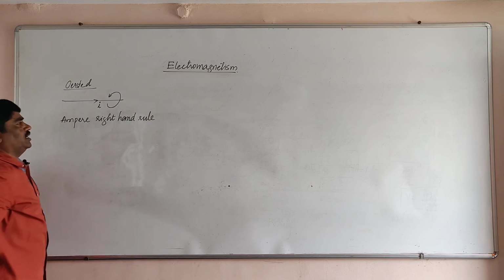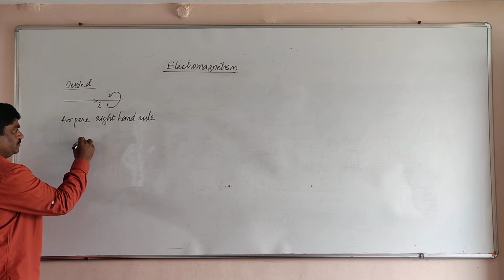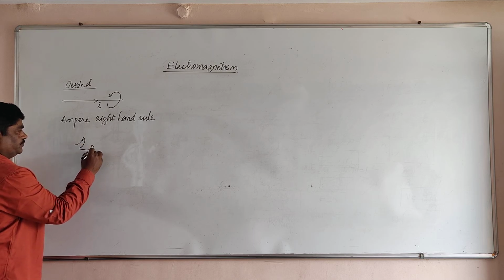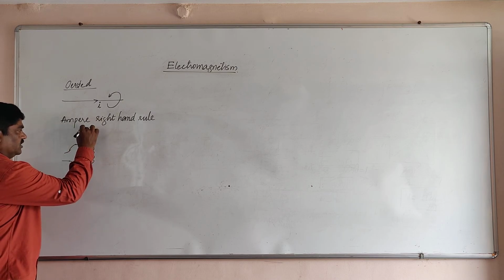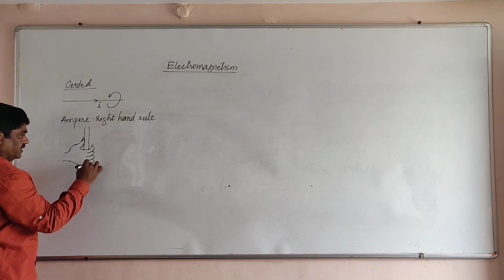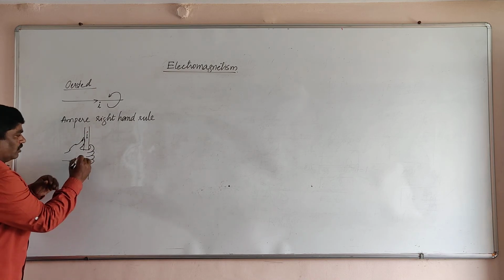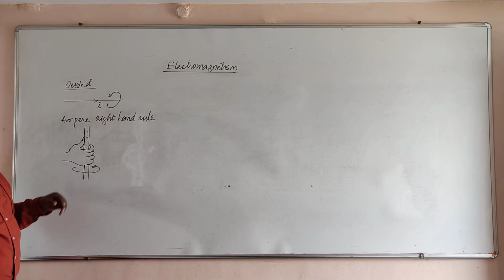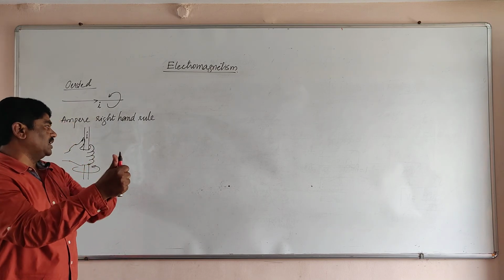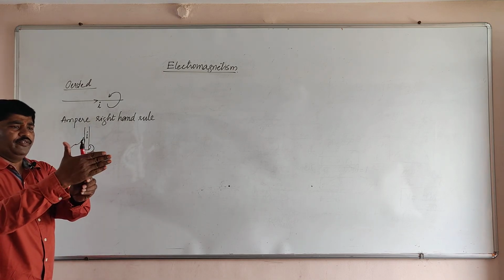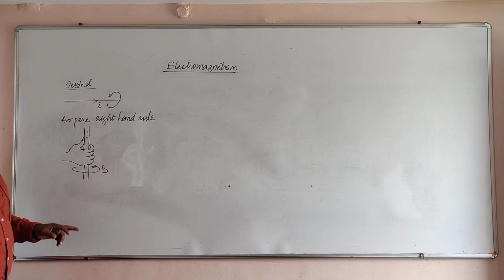So what is Ampere's right hand rule? When we hold the conductor with the right hand like this, with all the curved fingers, the thumb is stretched in the direction of the electric current, and all the folded fingers show the direction of the magnetic field. So this is the magnetic field, you can say.